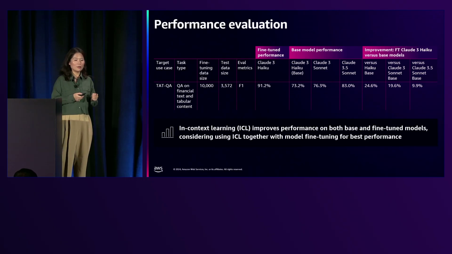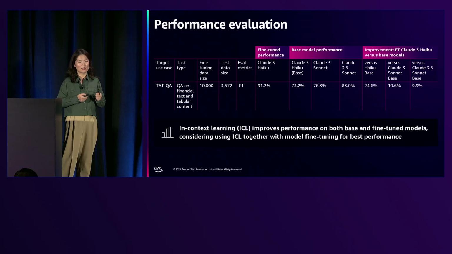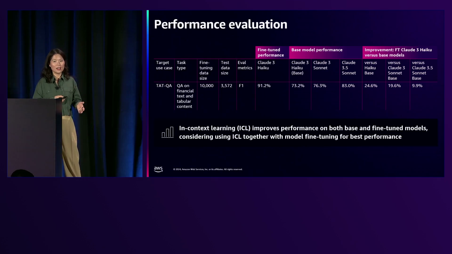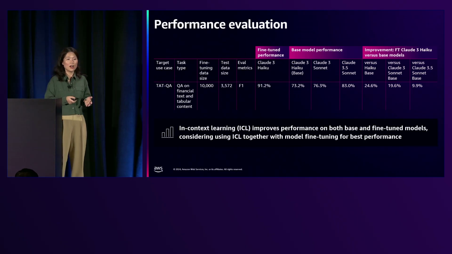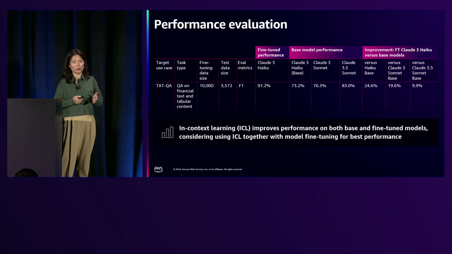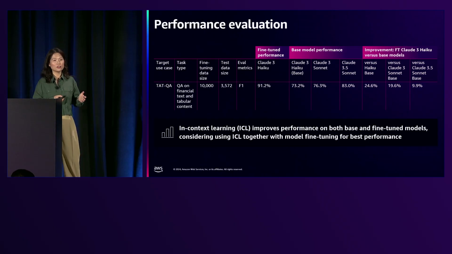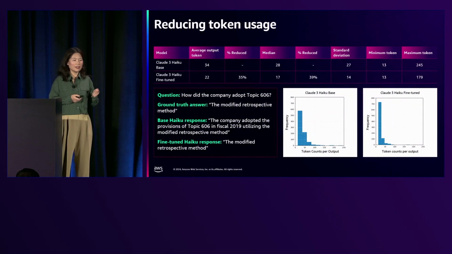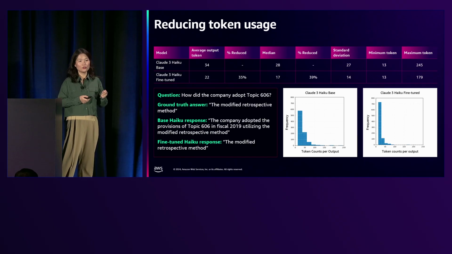Another thing I would like to highlight is in-context learning. We hear from customers asking, I have already fine-tuned my model, should I still use in-context learning? The answer is yes, you should still consider it, because in-context learning helps improve performance on both base and fine-tuned models. So if you really want to push your model to the best performance, consider using in-context learning together with fine-tuning.